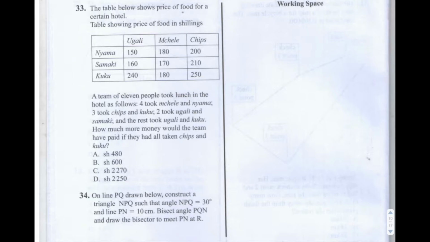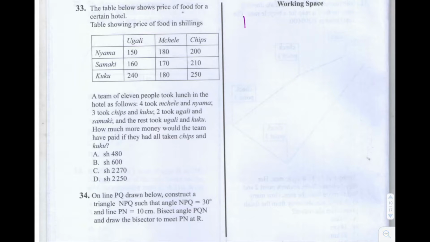So we have 2 different calculations to do. We have to work out first, according to what they actually bought, the total price, and then what the price would have been if they all bought chips and kuku, and find out the difference. So let's first find out how much it would have been if they'd all taken chips and kuku, since that's an easier sum to do.